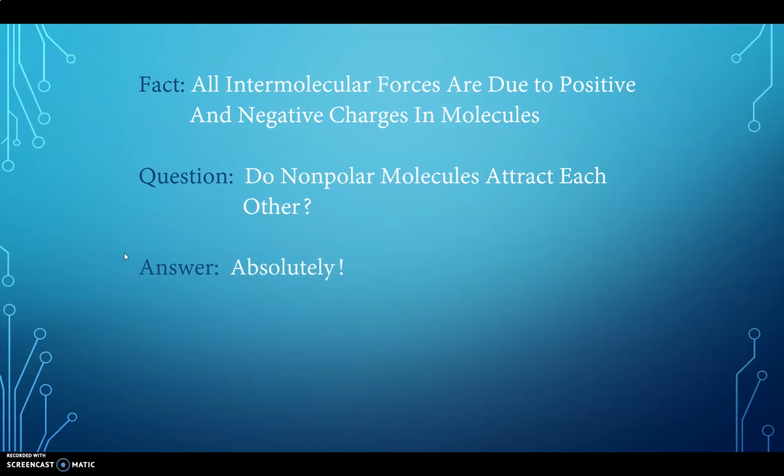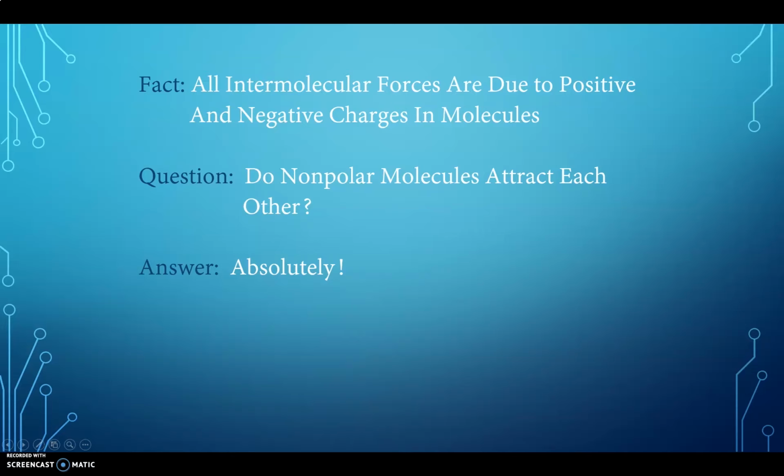And the answer is absolutely. And you're thinking, now wait a minute, that seems like you just contradicted yourself. But the fact is, it's pretty obvious that nonpolar molecules must attract each other. For example, if you look on the periodic table, most of the elements on the table are solids, yet each individual element consists of only one kind of atom, which means they're not polar, yet somehow they're sticking together.